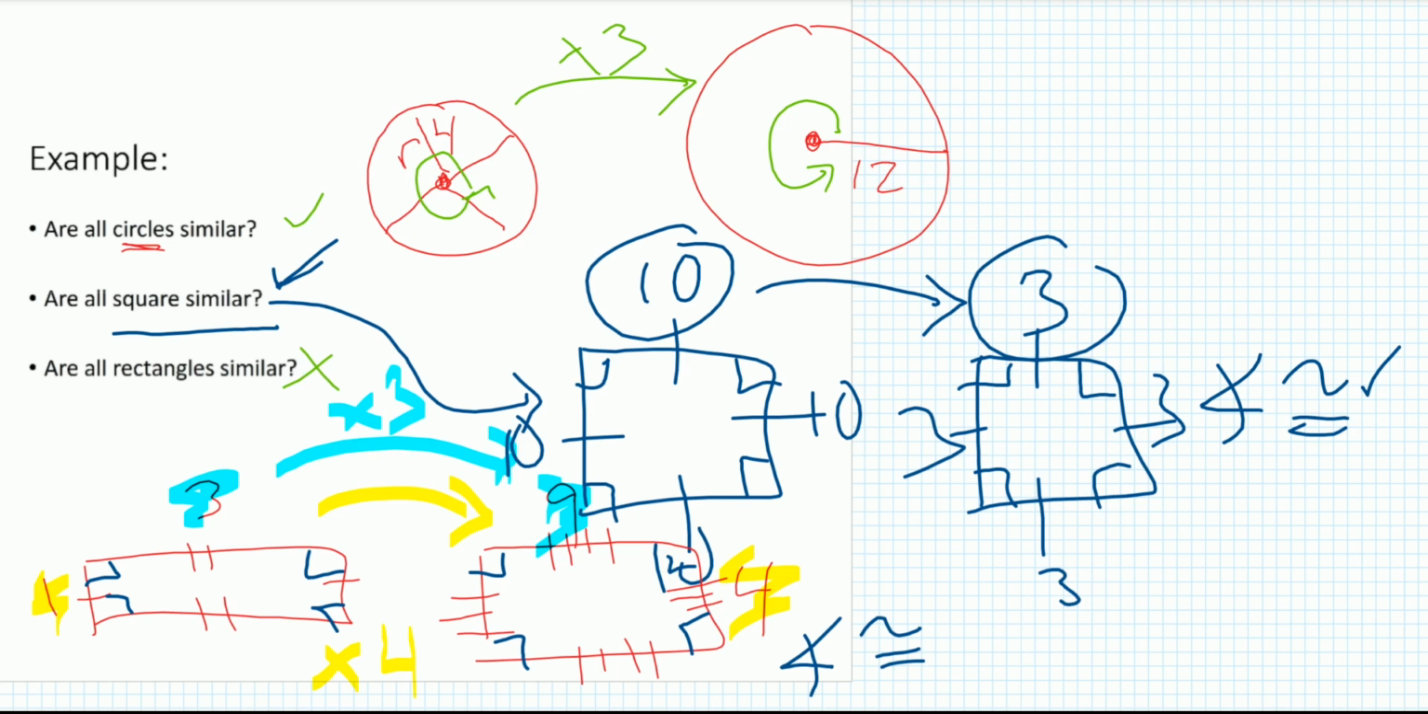So that was a really quick recap of dilations and an intro to similarity for this one.